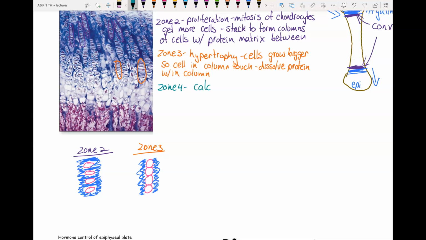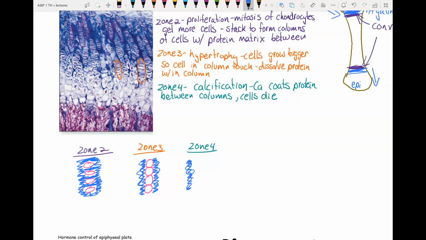Zone 4 is calcification. Calcium is going to come in and coat that protein matrix between the columns. And the cells are going to die. So in zone 4, I'm not going to draw the cells now because the cells die, but you still have that protein. And now you have calcium coating it. So this can be our calcium coating on the protein. And where the cells were is an empty tunnel. So the cells die and they leave an empty tunnel.